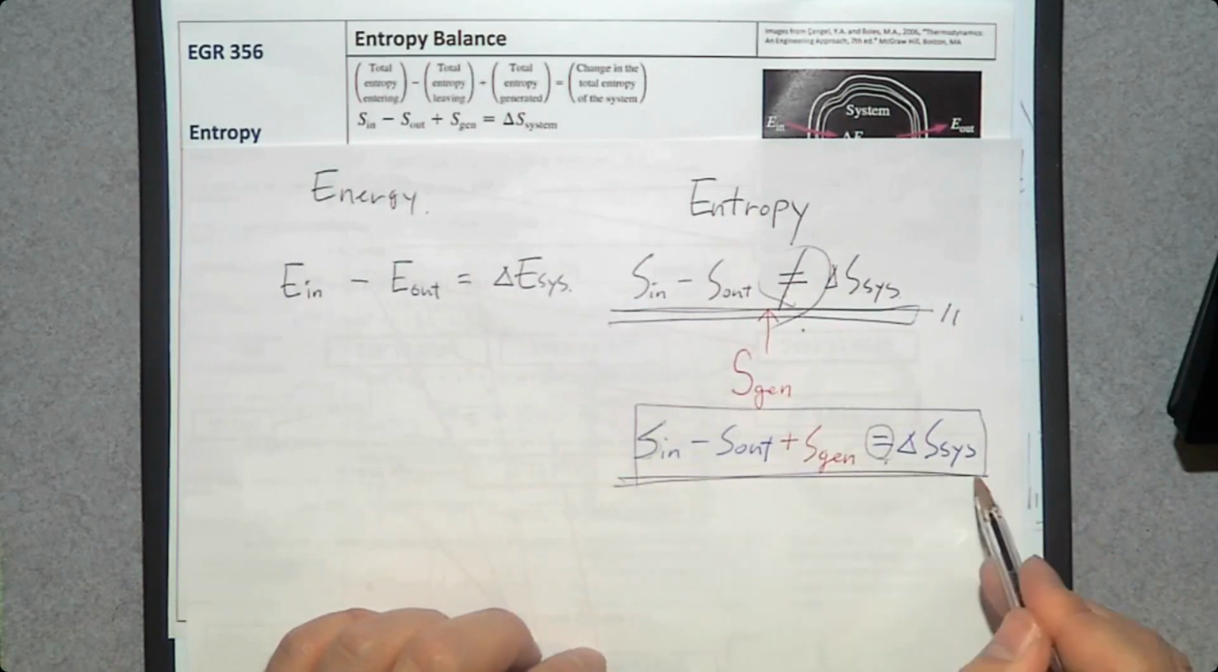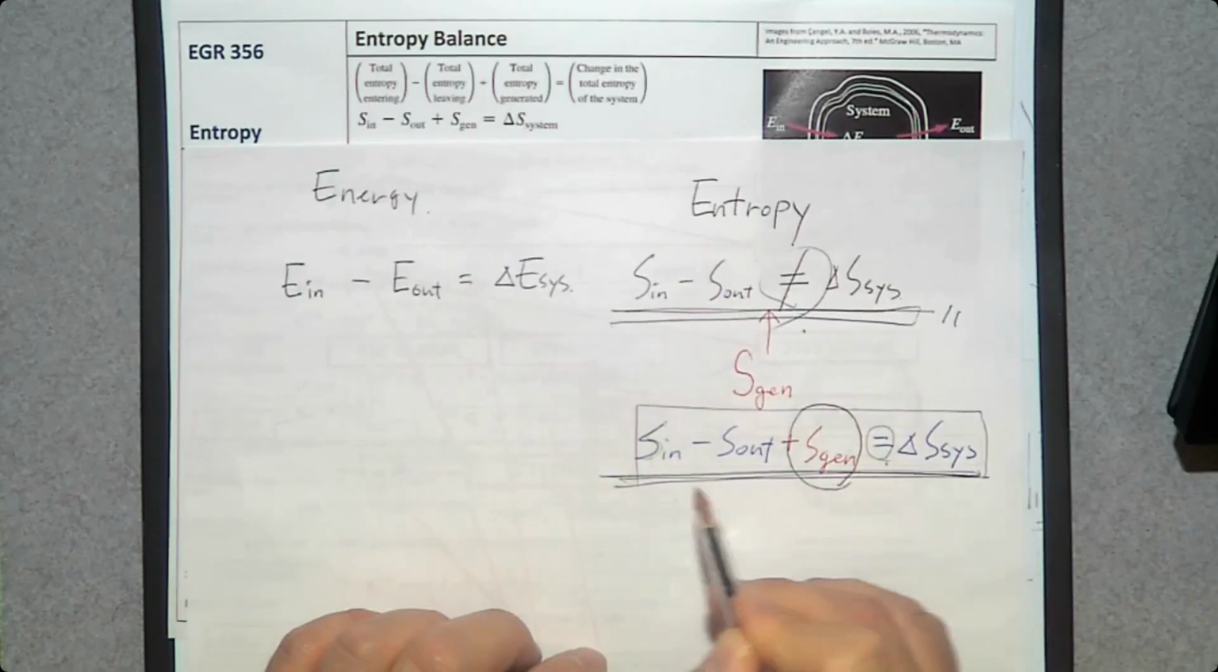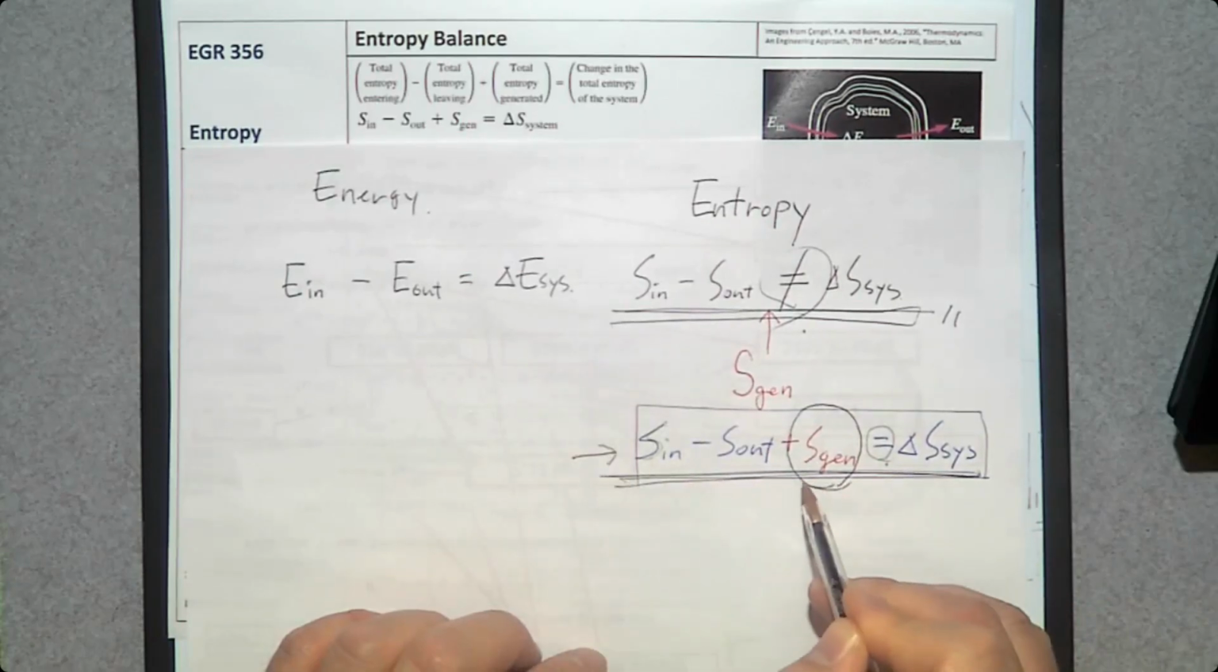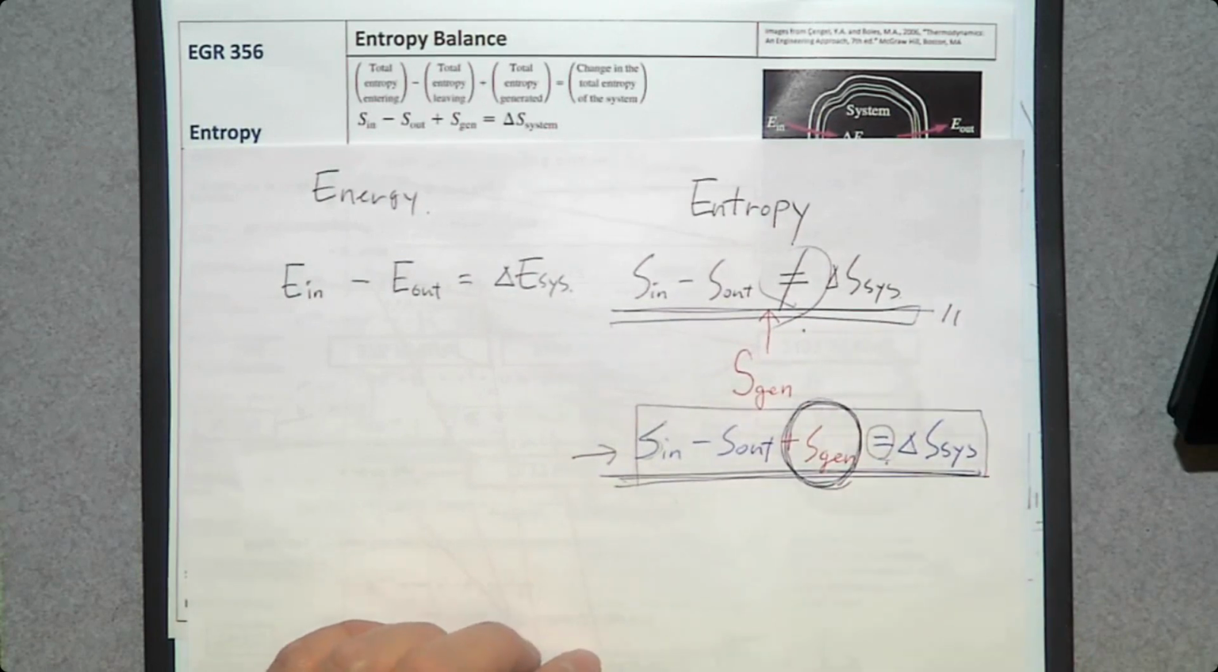Okay, so basically we are going to use this form, and the purpose is that if you use this entropy balance, you can calculate this entropy generation. Okay, that's the end of the story.